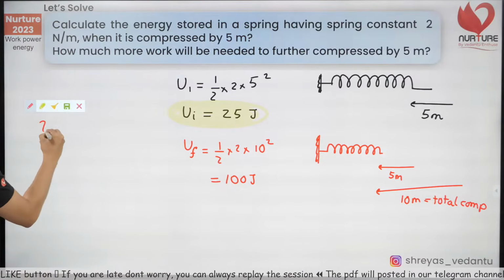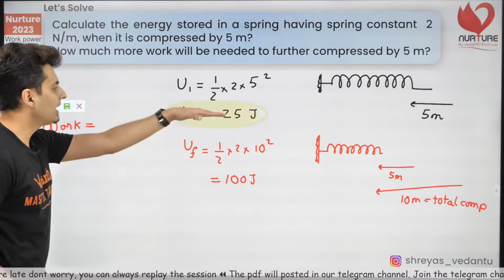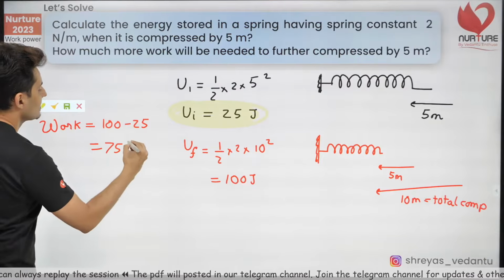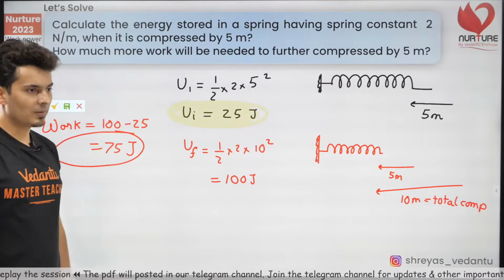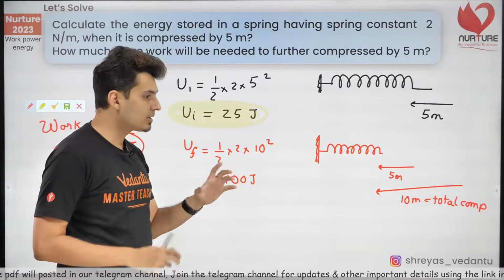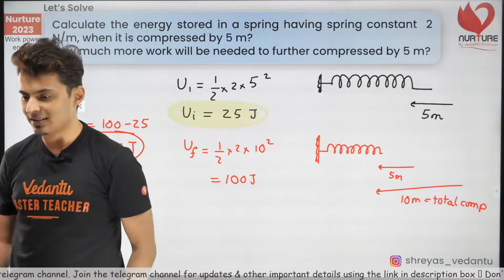So the question is, how much work was done? 100 minus 25. This is basically 75 joules. That's the answer. Because earlier there was 25 joules, now you are storing 100 joules. So you have to do 75 joules to bring it to 100. I hope that makes sense.